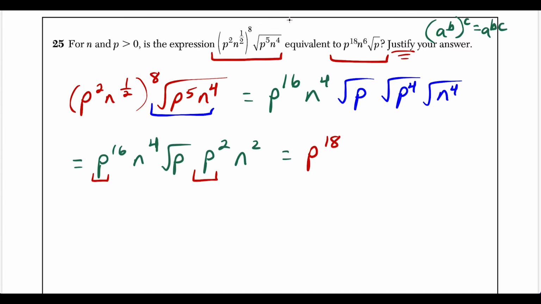And now I have this one here. I'm going to group these two together, n to the 4th times n squared. And that's going to give us n to the 4 plus 2, which is n to the 6. And then last up here, what I have is just this lone square root of p term like this.